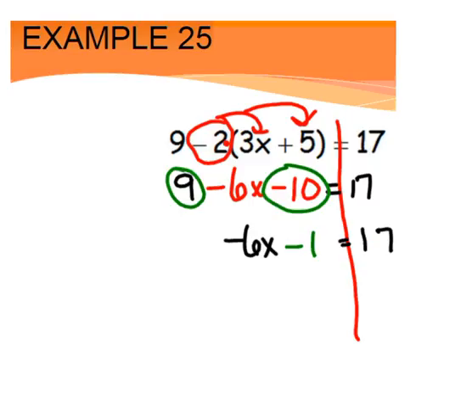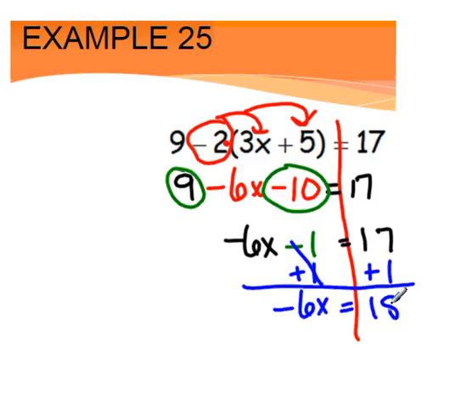Now that we're all done simplifying with the combining like terms and the distribution, we can go ahead and solve this. In order to solve, we want to start with the constant on the side of the variable. The constant here is this negative 1, and I can inverse that with a positive 1 and add 1 to both sides. That will cancel out the constant and leave me with negative 6x on the left and 18 on the right.